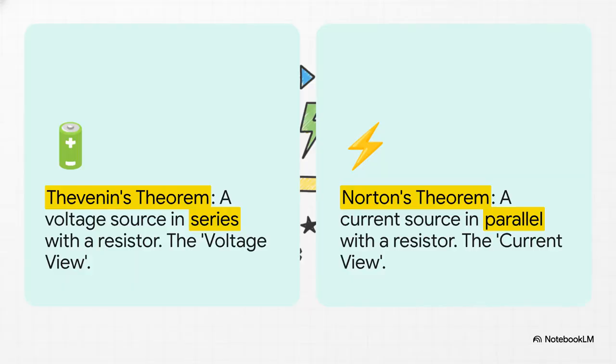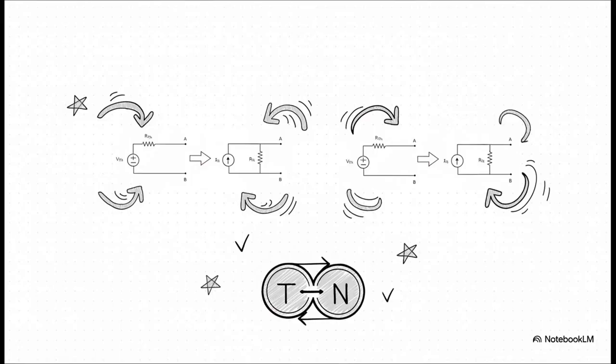Now, you can't really talk about Norton without mentioning its famous twin, Thevenin's theorem. They're a duo. While Norton gives us a current source in parallel with a resistor, you could call it the current view, Thevenin does the same thing but with a voltage source in series with a resistor. That's the voltage view. But here's the really cool part. They are literally two sides of the same coin. A Norton circuit can be easily converted into a Thevenin circuit and vice versa with a simple trick called source transformation. This gives you incredible flexibility as a designer to pick whichever model makes your life easier for a given problem.